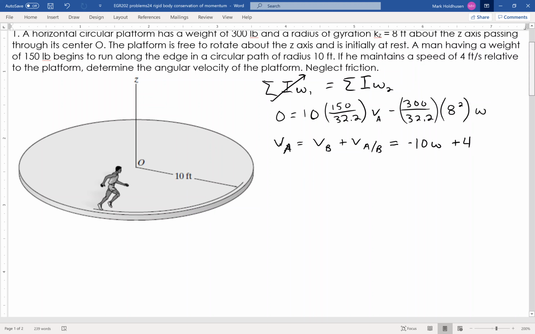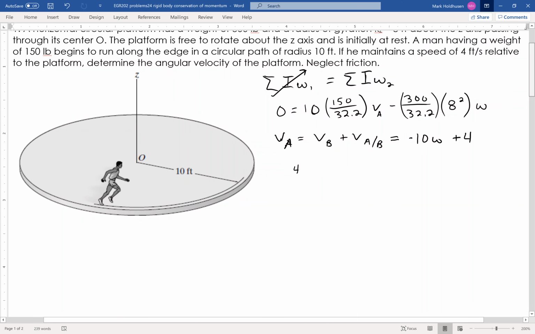So using these two equations, now let's go ahead and do it. So 10 times 150 over 32.2, that is 46.6. V A then is going to be 4 minus 10 omega, and then minus 596 omega. That's the 300 divided by 32.2 times 8 squared, and that's going to equal 0.